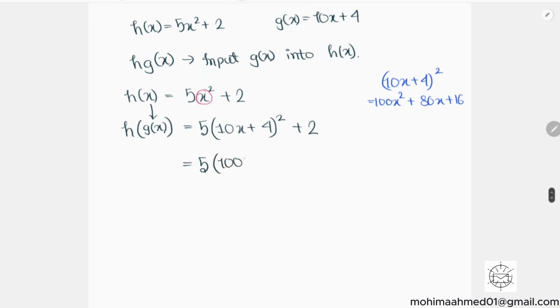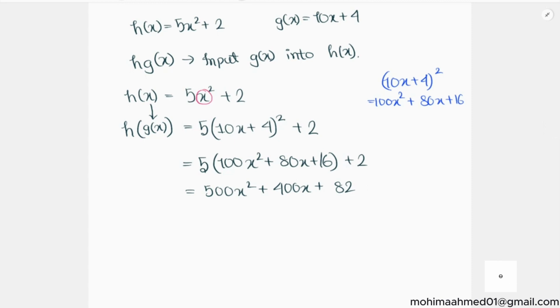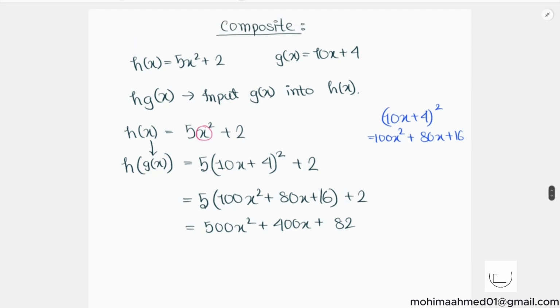So you're going to multiply 5 with 100x squared plus 80x plus 16, plus 2. So you have 500x squared plus 400x plus 5 into 16 is 80, and we have another 2, so we can write 82 at the very end. Right, so this is how you can calculate composite functions, using one function and inputting it into another equation.